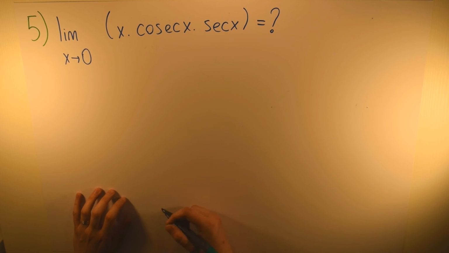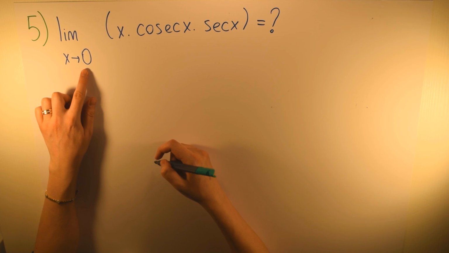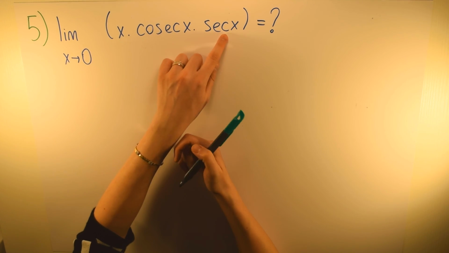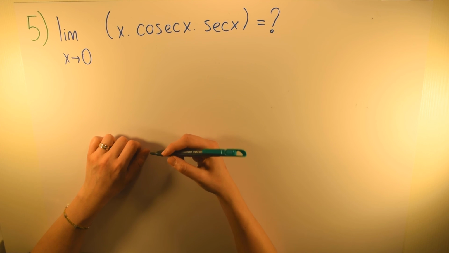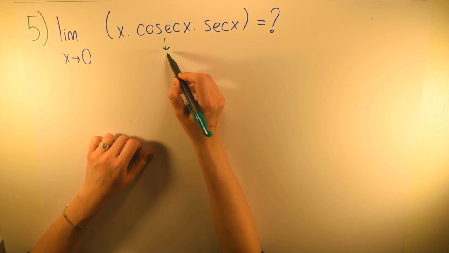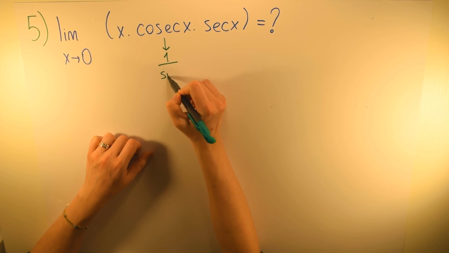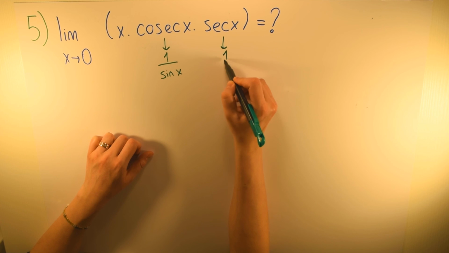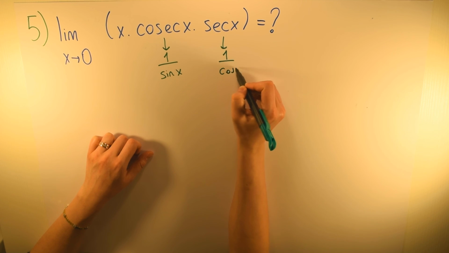In this question, we have the limit as x approaches 0 of x times cosecant x times secant x. So let's remember what cosecant x is. This is equal to 1 over sine x, right? And secant x is equal to 1 over cosine x.